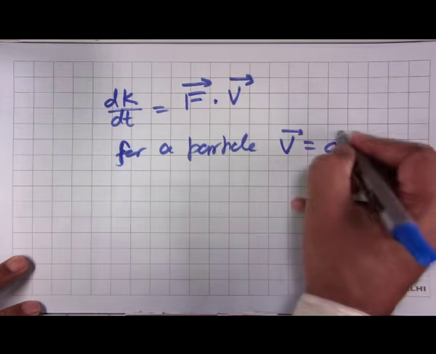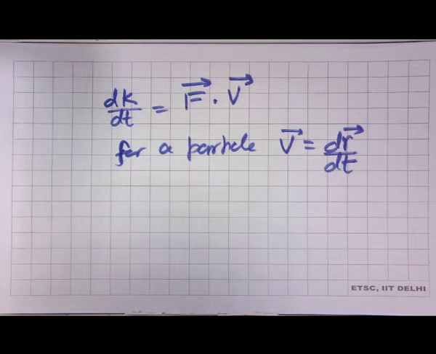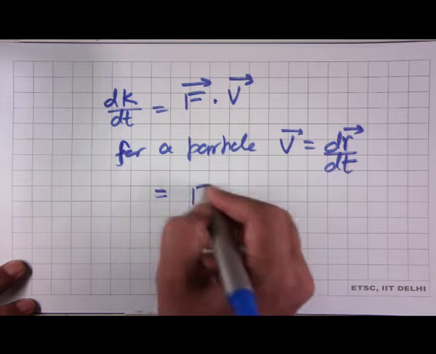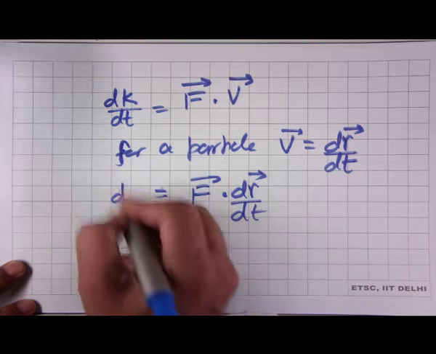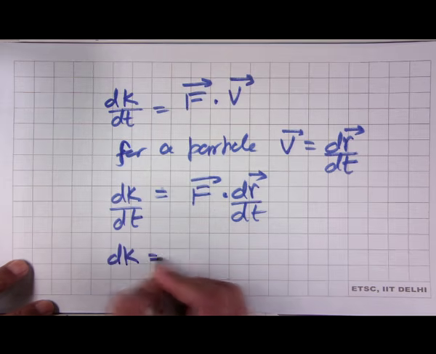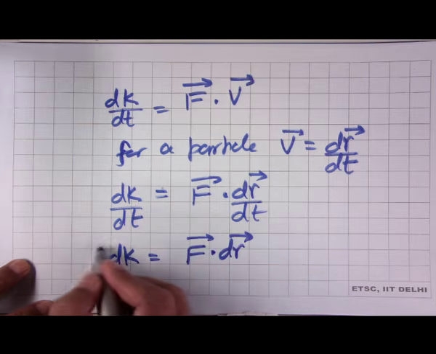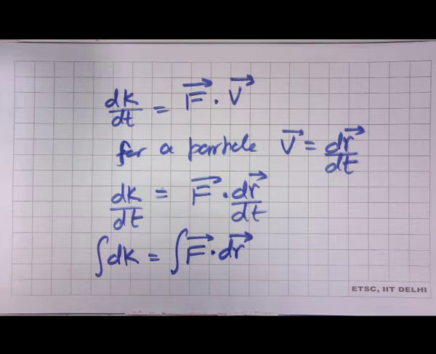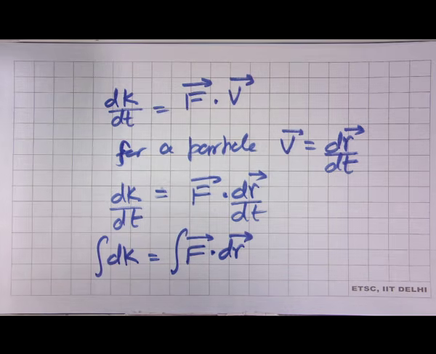And for a particle, v can be written as dr by dt, where r is the displacement vector for the particle. So this becomes equal to F dotted with dr by dt, and from here what we get is dK is equal to F dotted with dr, and when we integrate this, we get the same formulation for the kinetic energy, even for a three dimensional case. So, this is the work kinetic energy theorem.